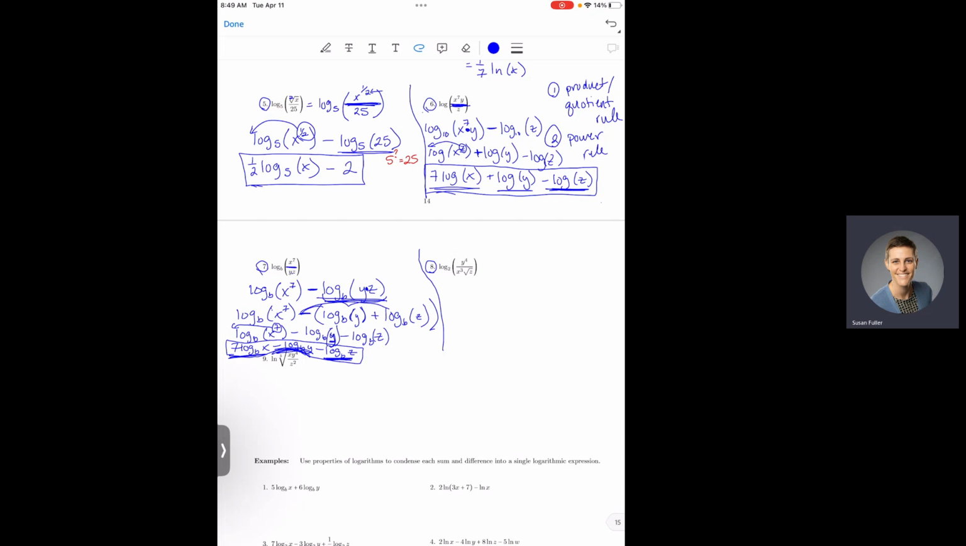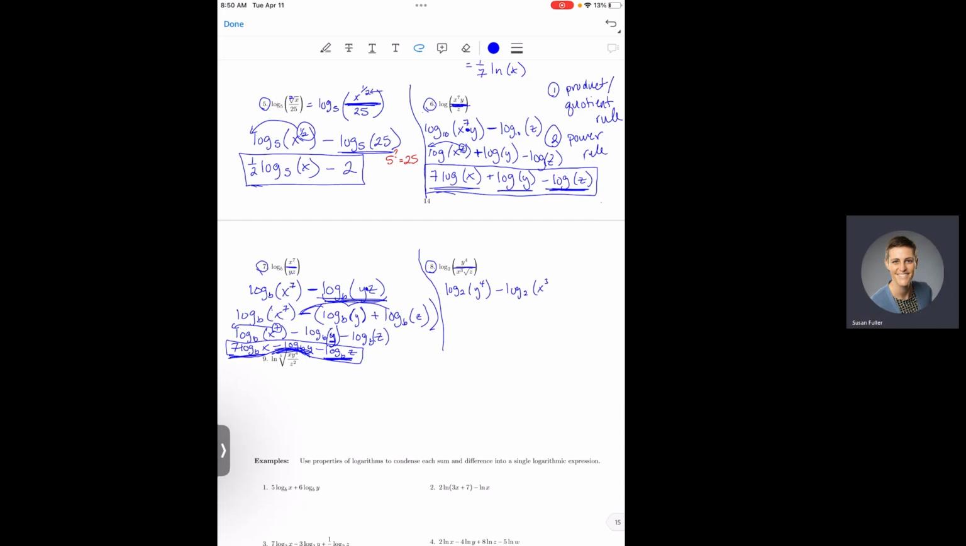So here in number 8, log base 2 of y to the 4th divided by x to the 3rd times the square root of z. We've got multiplication, we've got division, we've got powers all over the place. What do we do first? We do the division first. Let's do the quotient rule. We are going to do log base 2 of the top minus log base 2 of the bottom.